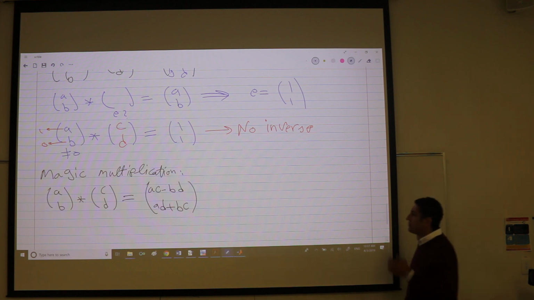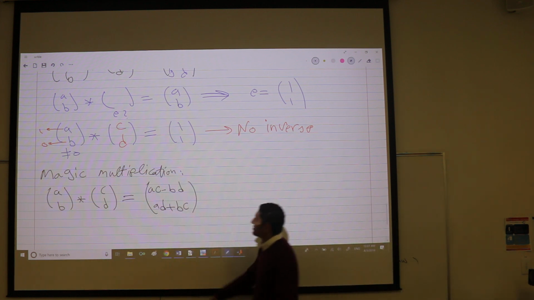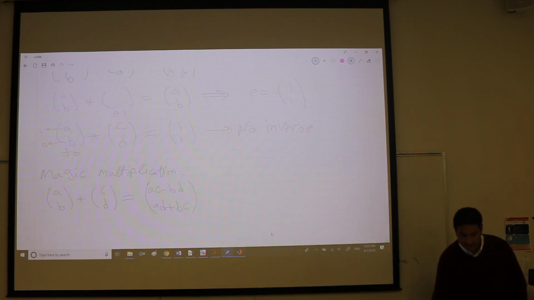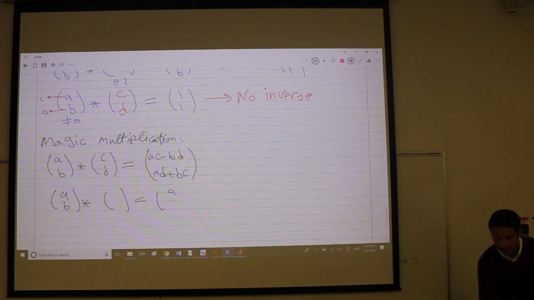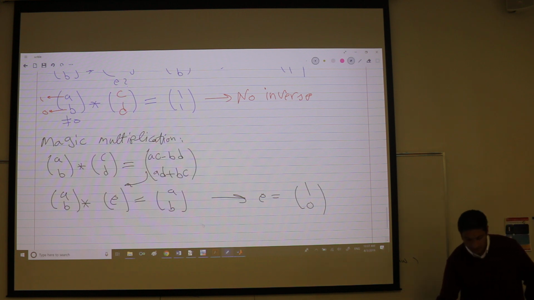Well, that's okay. I will go and check the axioms. This is a very weird thing. I'll see if it's ever useful or not, right? Let's check the axioms. Can you provide me with an identity, please? So AB times something, I get the AB again according to this rule. Yeah, so this is the identity. Yes, it's actually 1 and 0. And you can check it very easily.